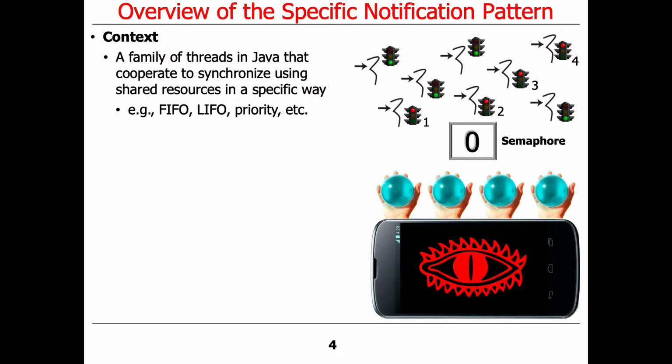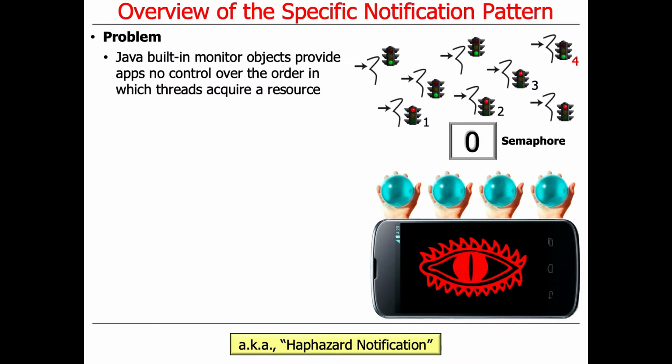Here's the context. A family of threads, or pool of threads in Java, that coordinate to synchronize their interactions using shared resources in a certain way, often use things like, say, monitor objects. And they can coordinate in various ways, LIFO, FIFO, priority, and so on. So that's kind of what we want to be able to do. We want to coordinate threads in some specific way.